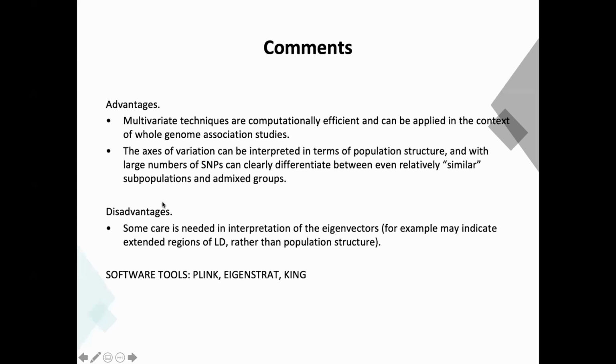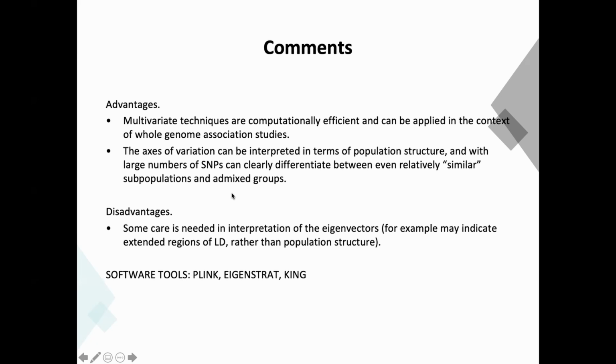We have to be careful when we are interpreting those principal components or eigenvectors. They, for example, may indicate extended regions of LD rather than population structure. One of these examples is an inversion in chromosome 17, which is most prevalent in Icelandic data, and it actually creates a PC of its own, which is quite close to the first and major PCs, or the most important principal components. The software tools to run that kind of analysis are usually PLINK, EIGENSTRAT, KING, but there are many, many more software tools available.